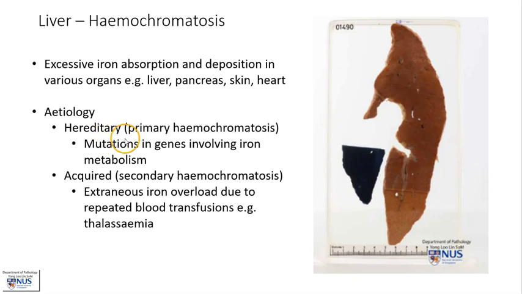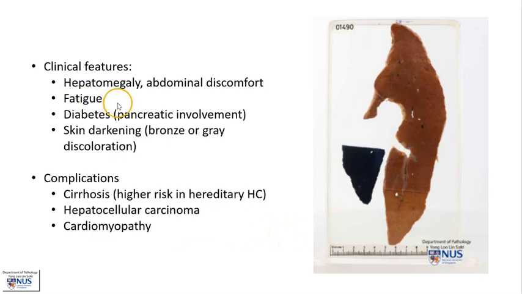The etiology can be primary, for example, with a hereditary mutation in the genes that are involved in iron metabolism. Hemochromatosis can also be secondary or acquired, and this is usually due to extraneous iron overload, for example, in patients with chronic anemia due to thalassemia or other blood disorders that require repeat blood transfusions. Clinically, the patients may experience hepatomegaly, abdominal discomfort, fatigue, and also potentially diabetes if the pancreas is involved. The skin may also show a darkening or a bronze or gray discoloration.